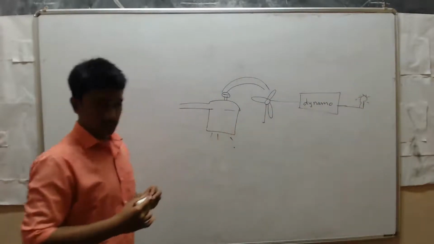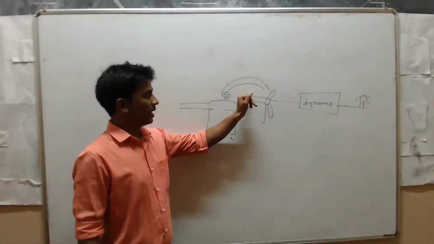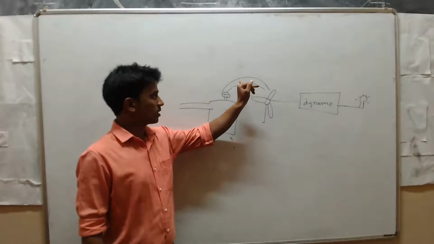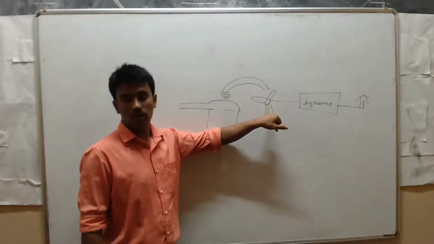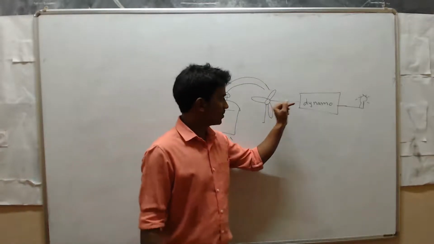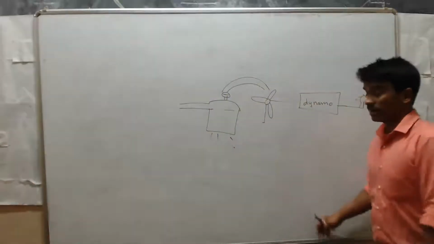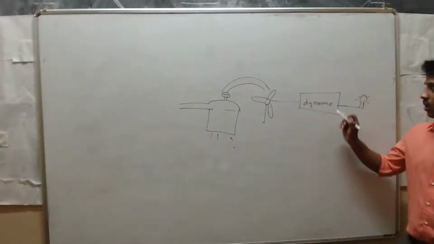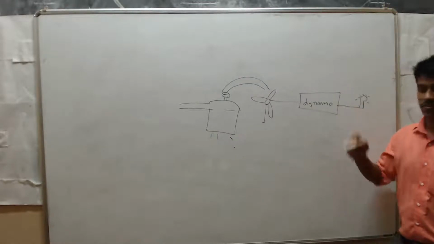The steam will come with high pressure, right? So it will pass through this pipe, and due to that steam, this fan will rotate. While rotating, this fan is connected to a dynamo. We'll discuss in the magnetic effects of electric current chapter how we can get electric energy from a dynamo.